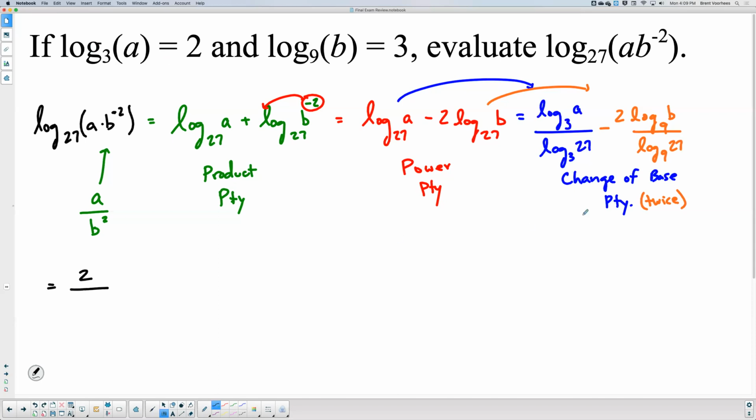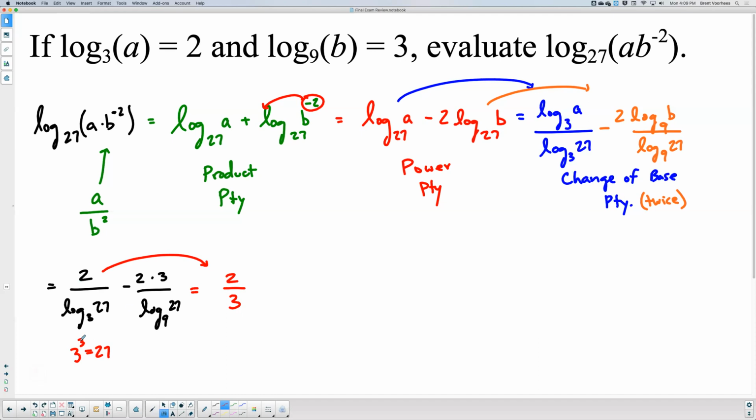So I can say that's 2 over log base 3 of 27, which we will evaluate in a second, minus 2 times log base 9 of B, which we know is 3, over log base 9 of 27. And so if I wanted to evaluate this, 3 to what power is 27? Well, 3 cubed is 27. So this is easily 2/3. We can say that confidently, because 3 cubed is 27. That's where I get that.